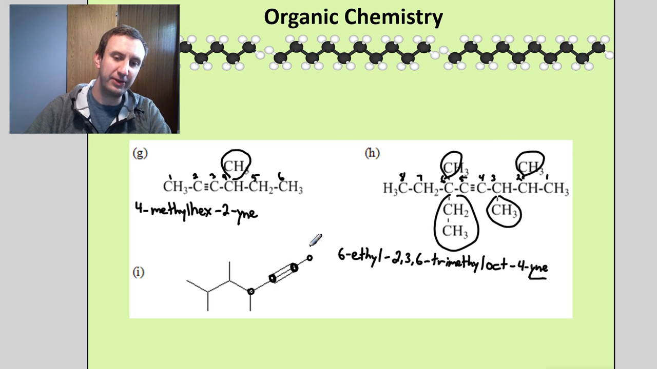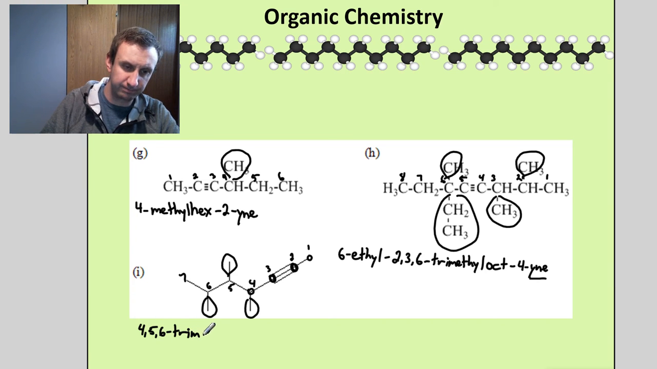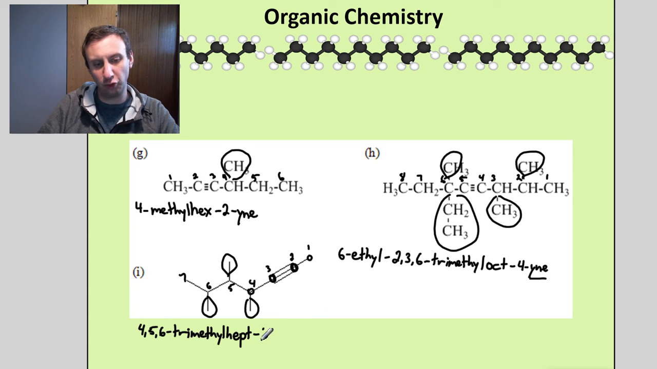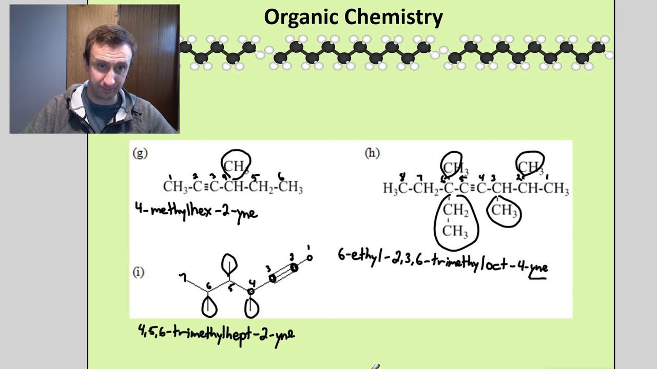So when I'm numbering this, going from lowest to highest, it would be 1, 2, 3, 4, 5, 6, 7. So I have a methyl group here, a methyl group here, and a methyl group here. So how I would write the name for this is I would go 4, 5, 6-trimethyl, hept, because I have 7 carbons in my parent chain, 2-yne. And that would be my name for I.